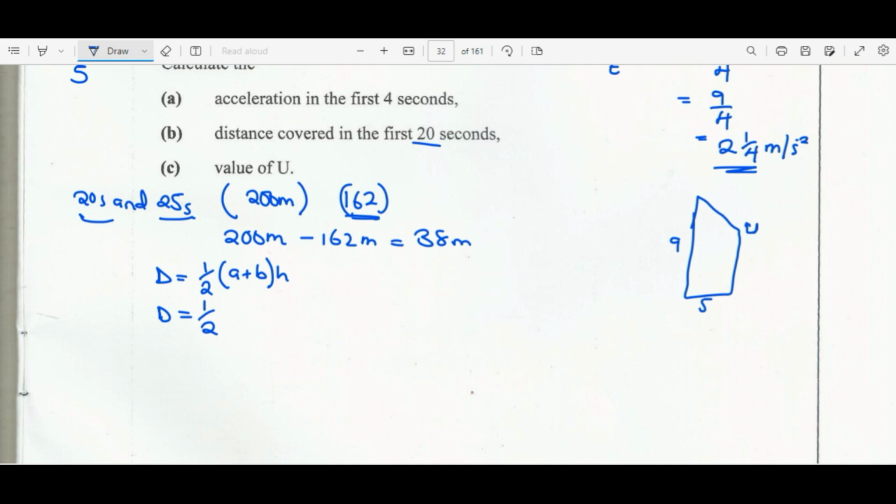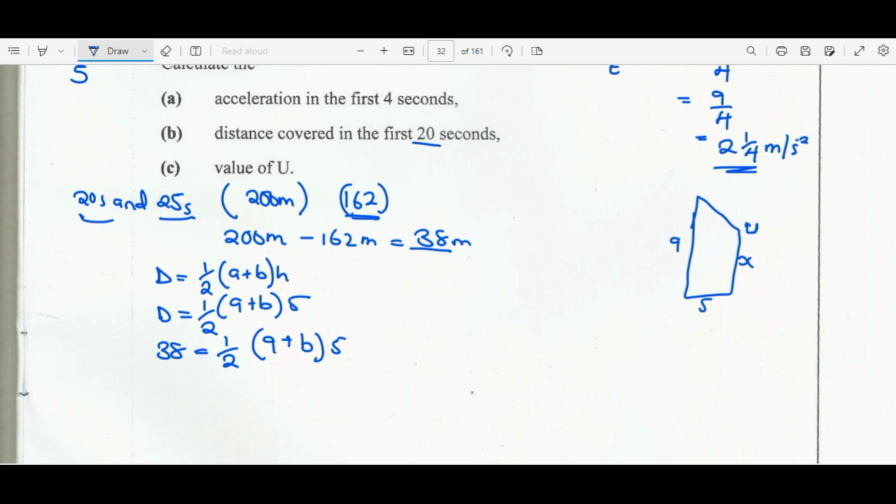and then what else are we supposed to do? So we have a 9, a b, so we have a 9. So 9 plus b, because b we don't have here, and then we mod h, that is 5. So in this case, d, the distance which was traveled, is 38. So we're going to use 38 there. So 38 is equal to 1 over 2, and then 9 plus b, close bracket. So it gives us a 5 outside the bracket. So in this case, what are we going to do?